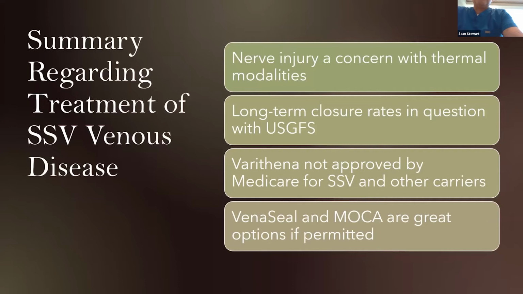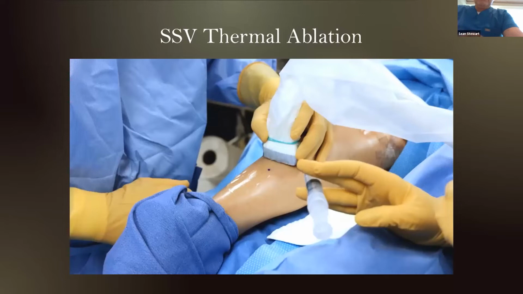Varithena. This is especially useful for tortuous vessels, vessels that have recanalized, where there may be webbing or phlebitis present, and also where there's distal segmental disease. Again, VenaSeal can be used if there's 10 centimeters of straight vein present, and MOCA can also be safe.